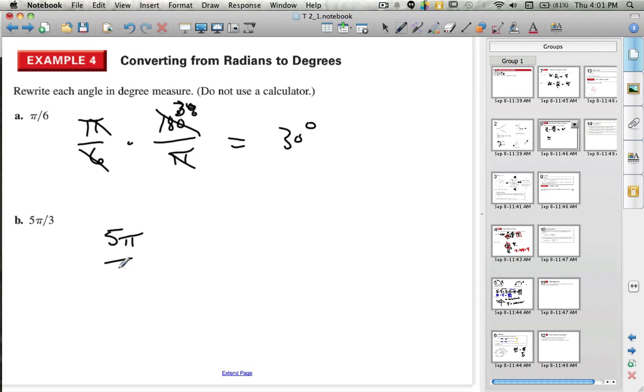And if I have 5 pi over 3 times 180 over pi, the pi's are going to cancel. 3 goes into 180 60 times. 5 times 60 is 300 degrees. Okay, so they're pretty easy to use. You'll know you made a mistake if you end up with pi squared or with degrees squared. When you do your conversion, you just use the wrong ratio. Okay, so invert it, do it again, you should be fine.